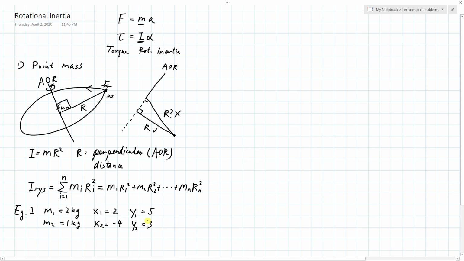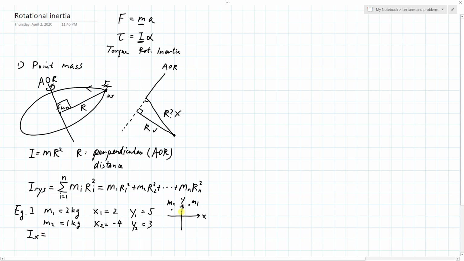Okay, so we can imagine where they are: (2, 5), right, and (minus 4, 3). So we have this tiny little diagram indicating where things are. And this is our x-axis, this is our y-axis. So the question is the rotational inertia of the system around the x-axis. So what is Ix?